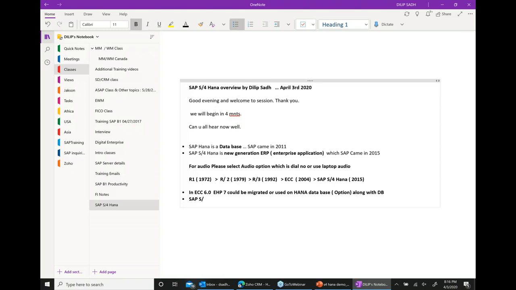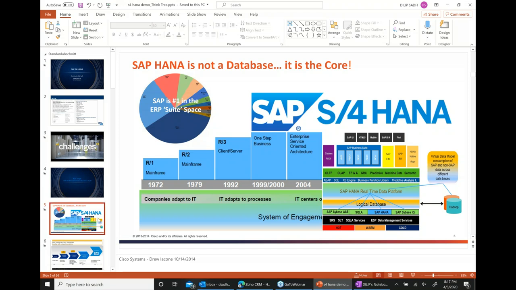But SAP S/4HANA supports only one database, which is the SAP HANA database. No other database is supported. That is the fundamental difference between ECC and SAP S/4HANA. But if you want ECC, you could use ECC on the HANA database also, if somebody wanted to do that. But SAP S/4HANA can only work on one database, which is SAP HANA. No other database is supported anymore.